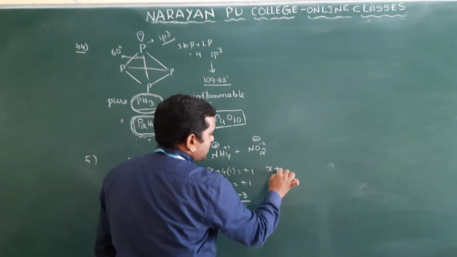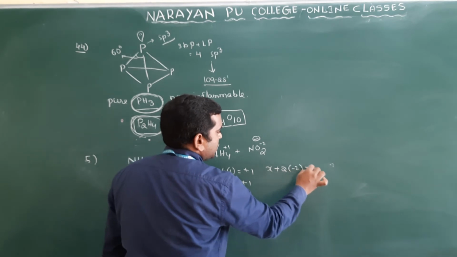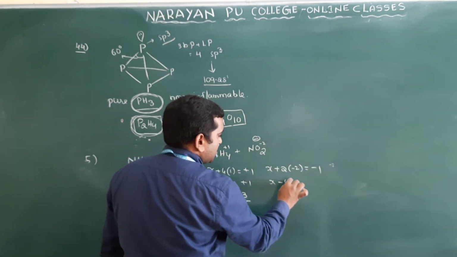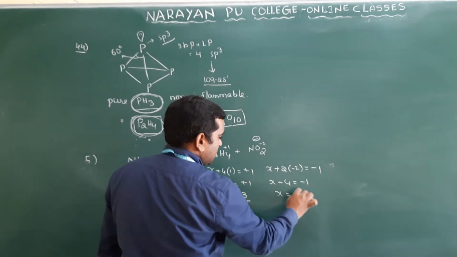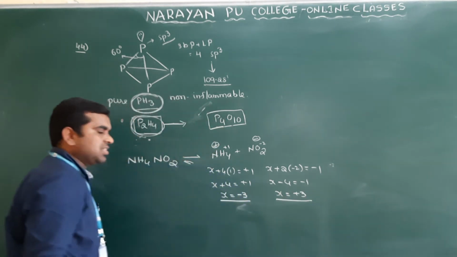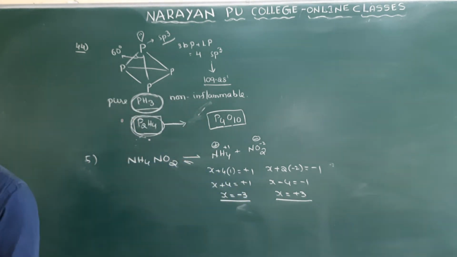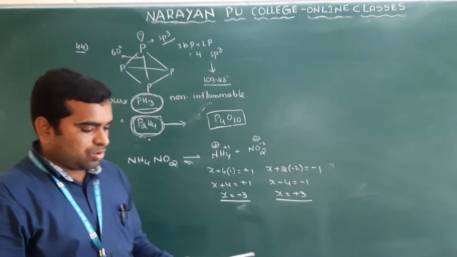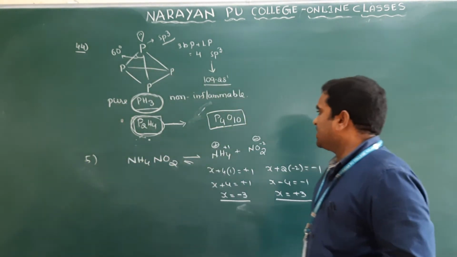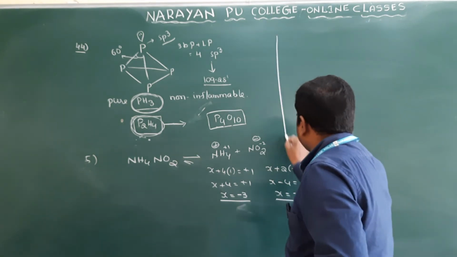And if you see in NO2-, oxygen exhibits how much? -2. X plus 2 into -2 is equal to -1. X minus 4 is equal to -1. X is equal to what? +3. So they exhibit the +3 and -3 oxidation states. So what should be your answer here? Your answer should be option 3, the correct one.